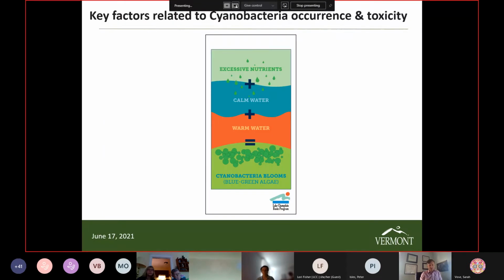So, to make this a bit more concrete, we've heard, summarizing what other speakers have said, that excess nutrients, calm water and warm water can combine to lead to cyanobacteria blooms.